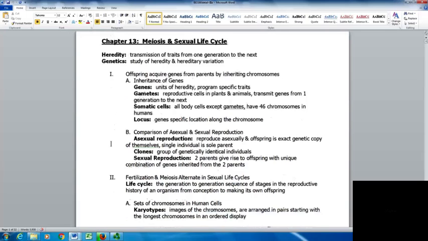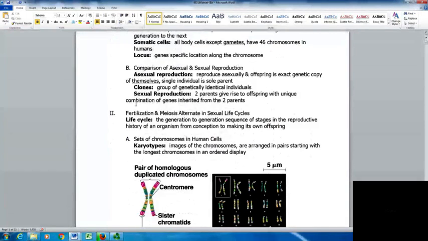So when we compare sexual and asexual reproduction, a single individual reproduces offspring asexually, and their offspring are going to be an exact genetic copy of the parent. Just a single individual is the sole parent. So they will produce clones, which are groups of genetically identical individuals. With sexual reproduction, you have two parents that are going to give rise to an offspring. That offspring is going to be a unique combination of the genes inherited from the two parents.